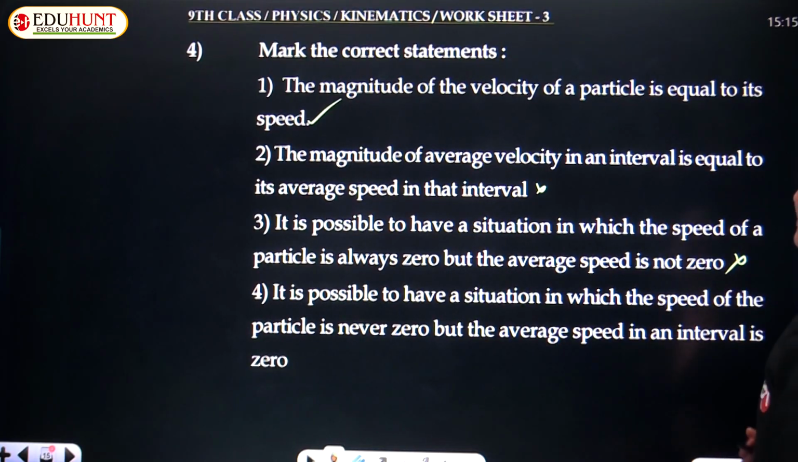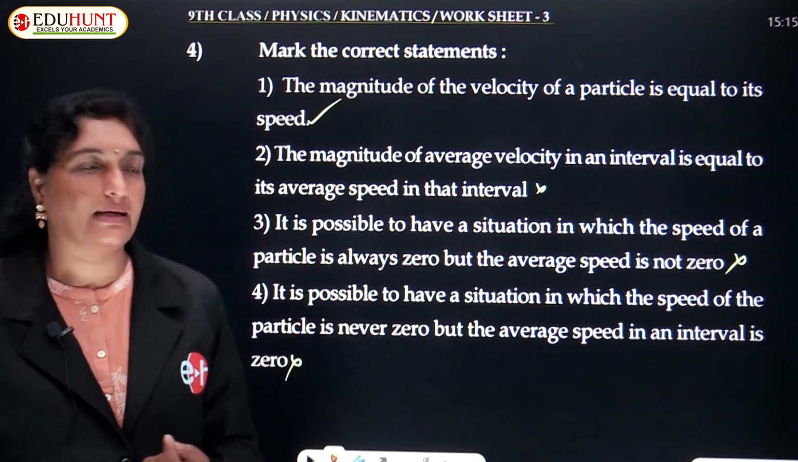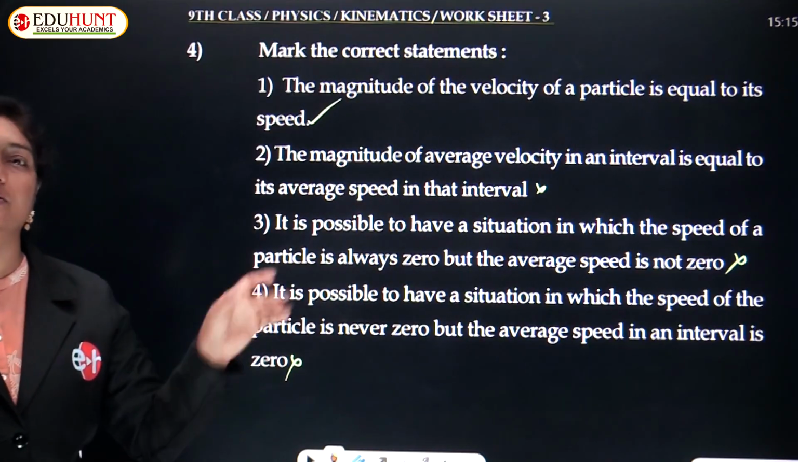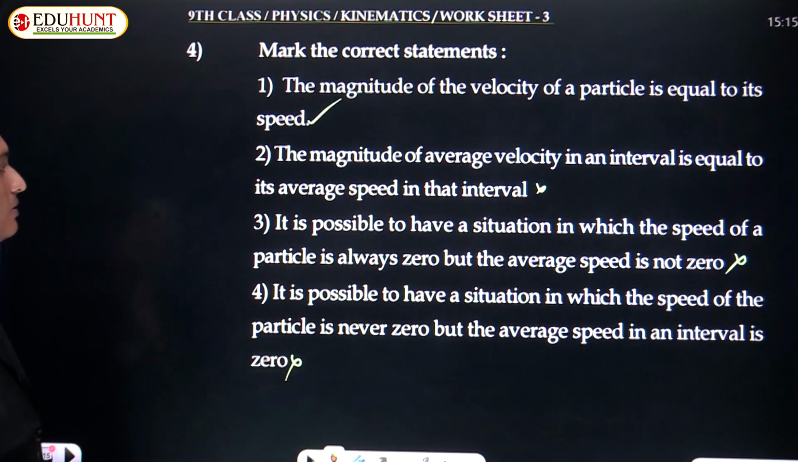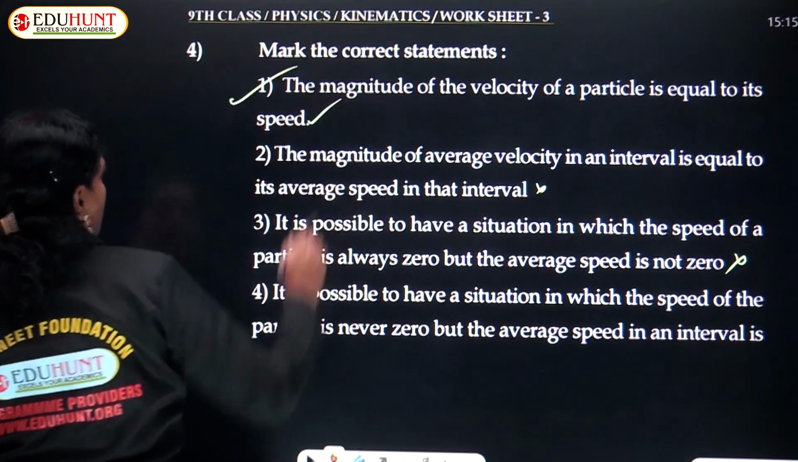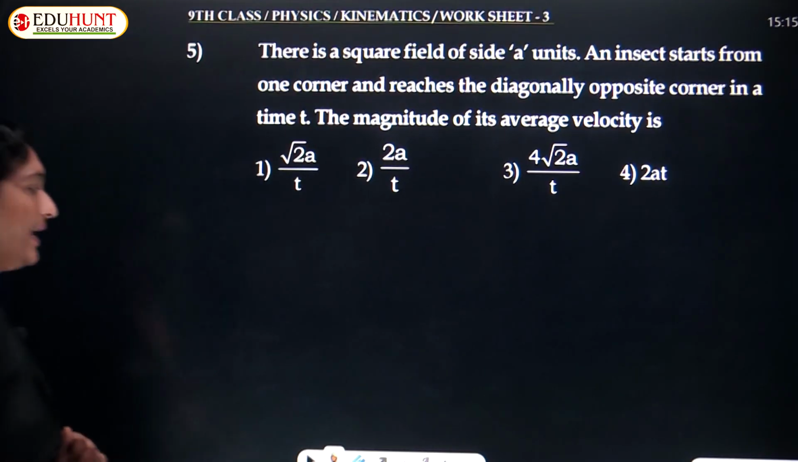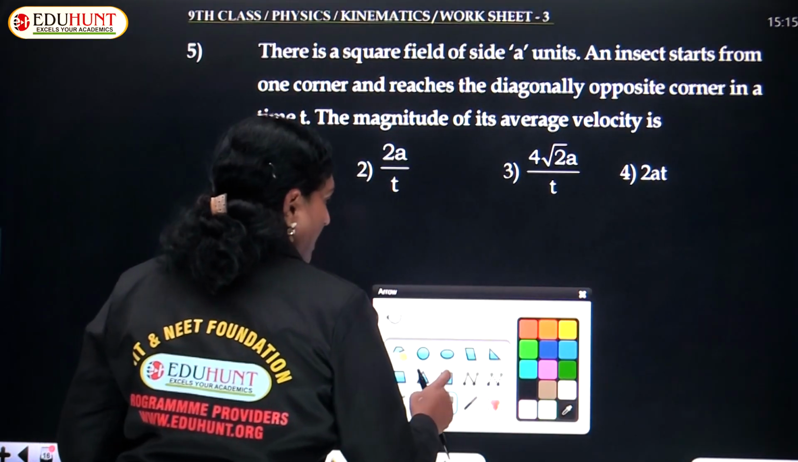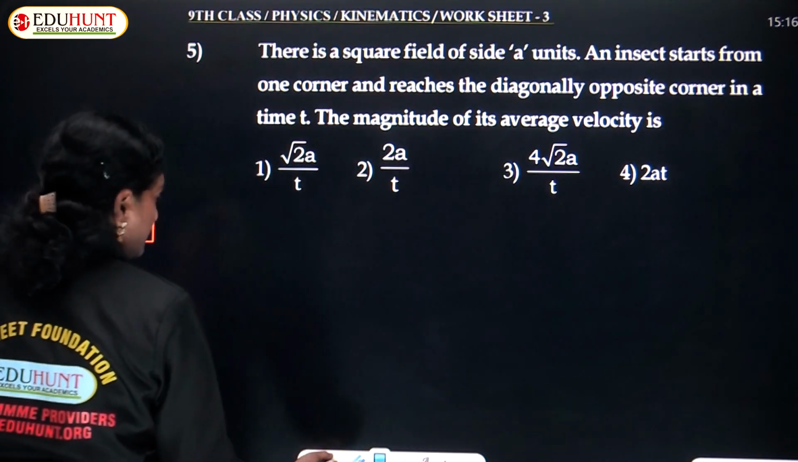So this is also a wrong statement. It is possible to have a situation in which the speed of the particle is never 0, but the average speed in an interval can be 0. No, this is also not possible. Only if everything is 0 will everything be 0. So the only correct option from this is option 1. Moving ahead with the next question, the fifth one, children. There is a square field of side A units. A square field is given and each side is A.